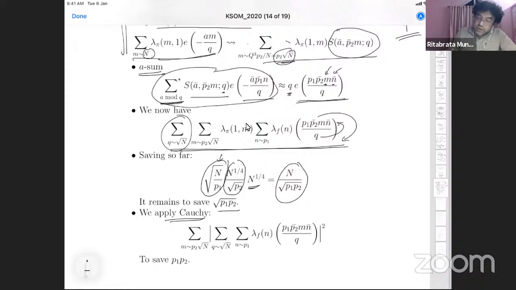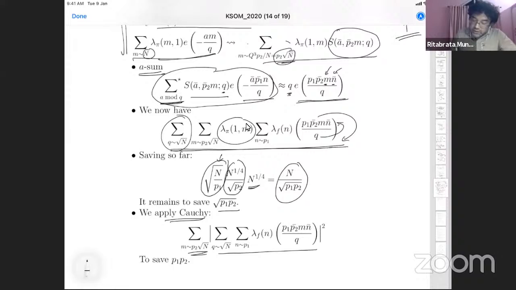Because you have already applied the summation formula to the m and n, there is no way to apply the summation formula to m and n again. That will take you back to where I started. So you apply Cauchy, get rid of the GL3 Fourier coefficient, and this is where you put the rest inside.